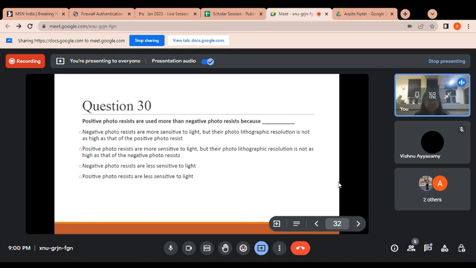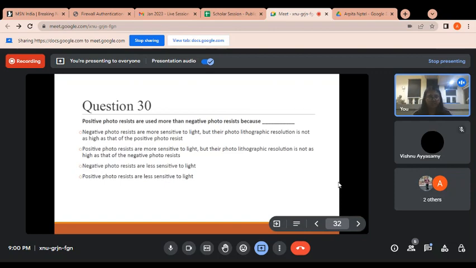So we are moving toward question number 30. Positive photoresists are used more than negative photoresists because: first option, negative photoresists are more sensitive to light, but their photolithographic resolution is not as high as that of positive photoresist. The second option, positive photoresists are more sensitive to light, but their photolithographic resolution is not as high as that of negative photoresist. The third option, negative photoresists are less sensitive to light, and the fourth option, positive photoresists are less sensitive to light.